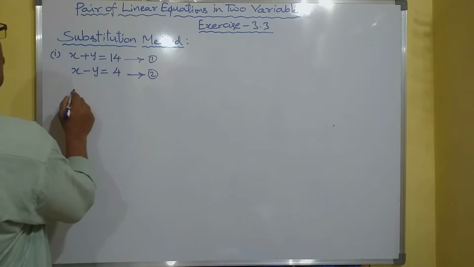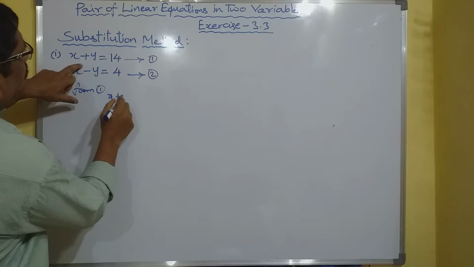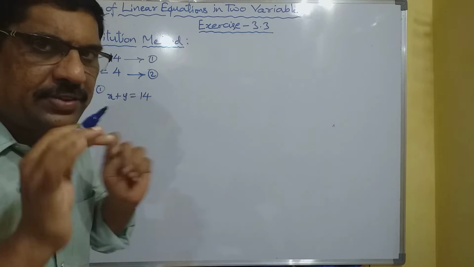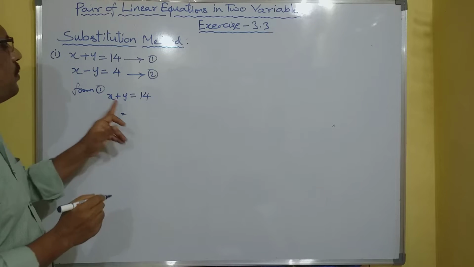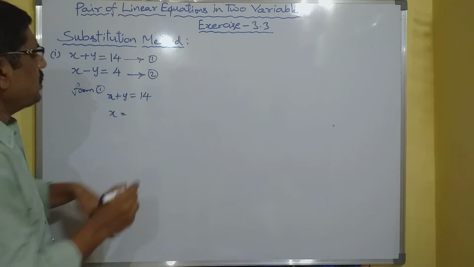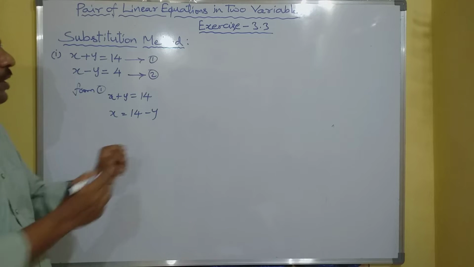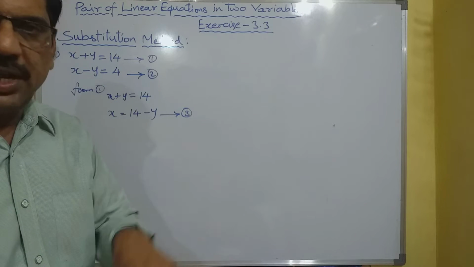Now look at this. From equation 1, what is equation 1? x plus y is equal to 14. Let us make x the subject from this equation. Means, from this, x is equal to, transpose y to the RHS, we get 14 minus y. x is equal to 14 minus y. We got one more equation. Let us take it as equation 3.